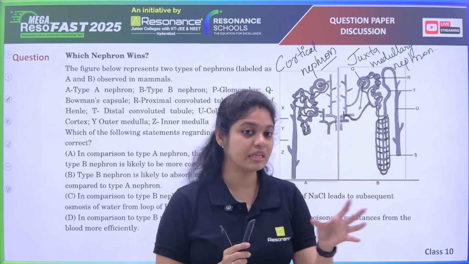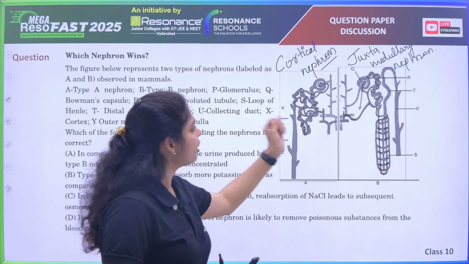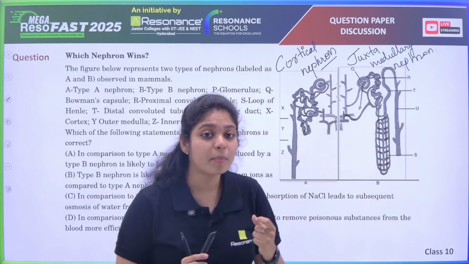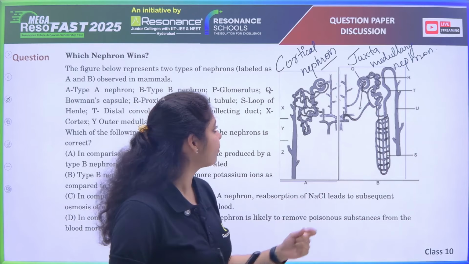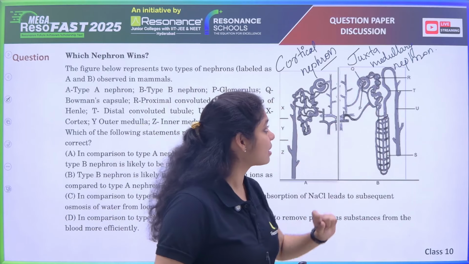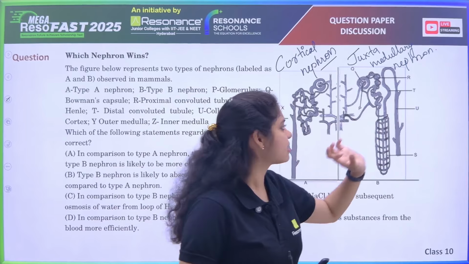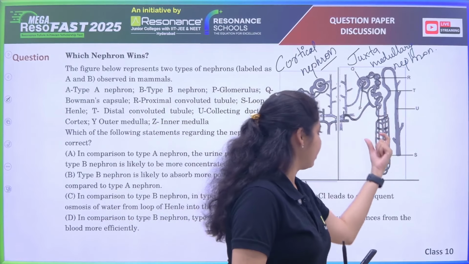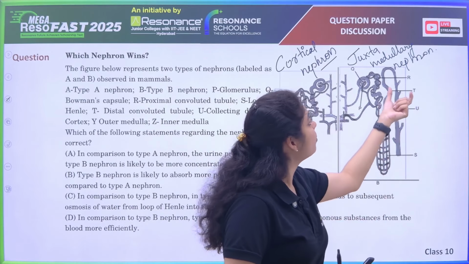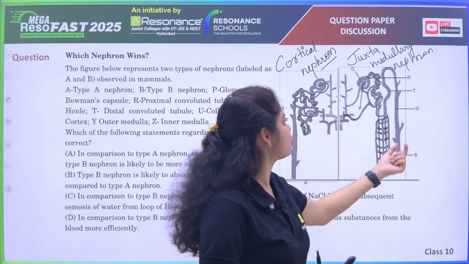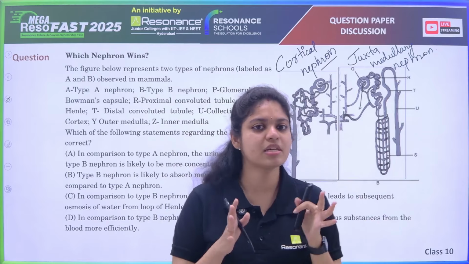There are certain labelings for this diagram. If you see, P is the glomerulus, which is the tuft of capillaries, whereas Q is the Bowman's capsule, R is the proximal convoluted tubule, S is the Henle's loop, T is the distal convoluted tubule, and U is the collecting duct.